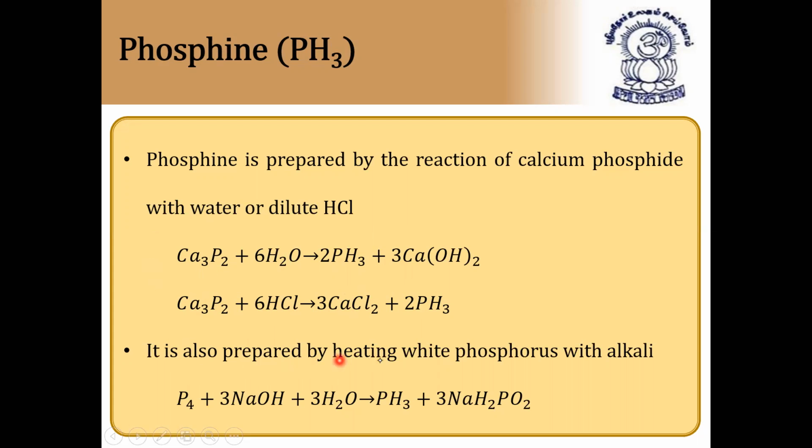It is also prepared by heating white phosphorus with alkali. This reaction we have seen as the disproportionation reaction of phosphorus. When white phosphorus is treated with alkali, it forms phosphine gas along with sodium hypophosphite. So we have two preparations: one from calcium phosphide and one from white phosphorus. From white phosphorus we can obtain phosphine gas. This phosphine is highly poisonous.